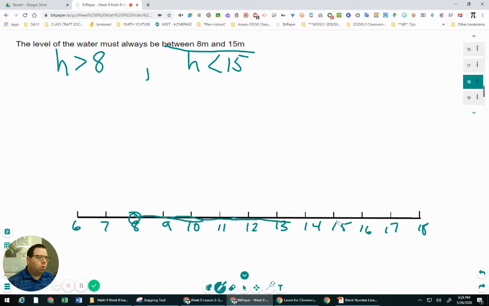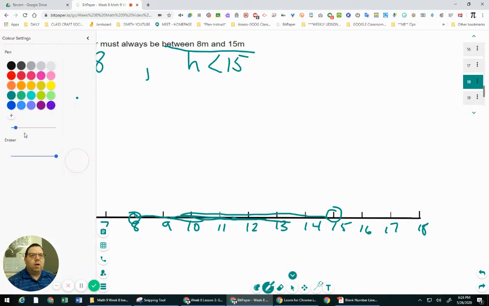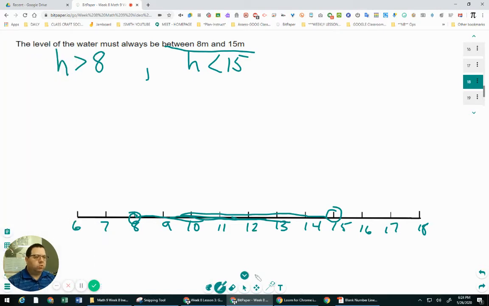Then over here, another open boundary point at 15, and that would go this way. So the two arrows crash. And it really is a lot easier to just do a thick straight line, right? Doesn't that look a little bit better? And that's your solution. The level of the water must be between, so we've shown it between.